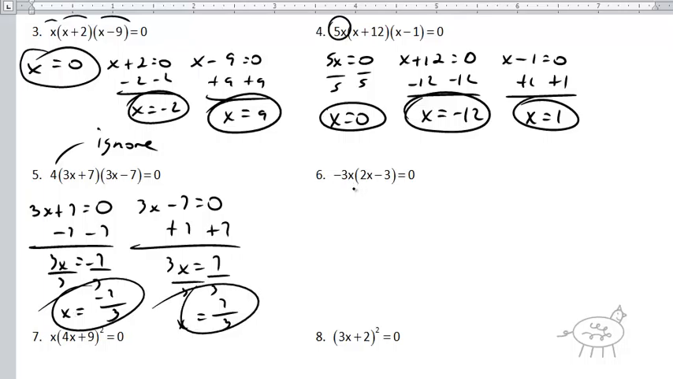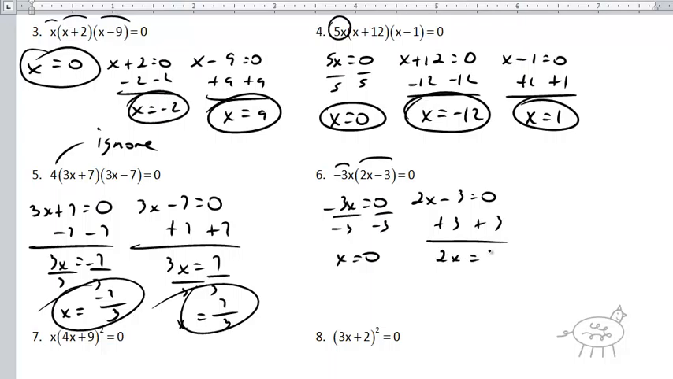This one, I got two answers, this guy and this one. So negative 3x equals 0, and 2x minus 3 equals 0. So divide by negative 3, and guys, remember, these are always 0. 0 divided by anything is 0. And then I add 3 to this guy, so 2x equals 3. Divide by 2, x is 3/2. So two answers there.